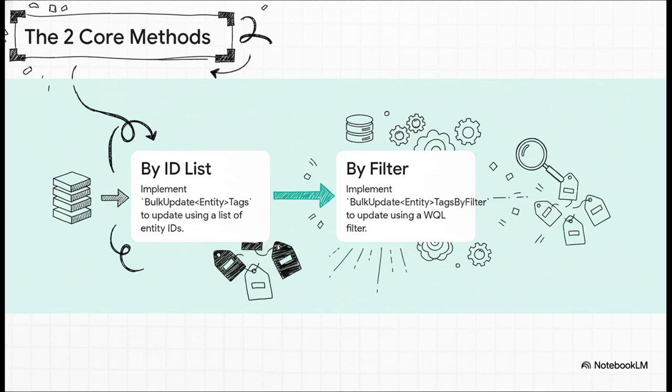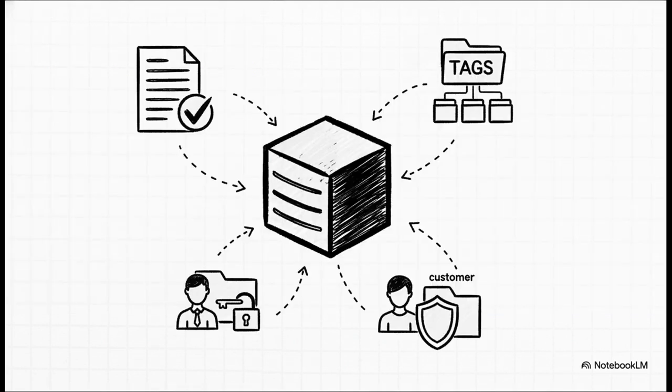Okay, so according to AIP 7025, the foundation here is that your entity needs to have these two specific bulk update methods. Basically, you need a way to update tags on a specific list of entities, and you also need a way to update tags on a whole bunch of entities that match a filter. That second one is what makes this whole system so crazy efficient at scale. Now, on top of just having those methods, there are a few other key requirements. You have to officially annotate the entity as taggable. Make sure it has that root level tags field.